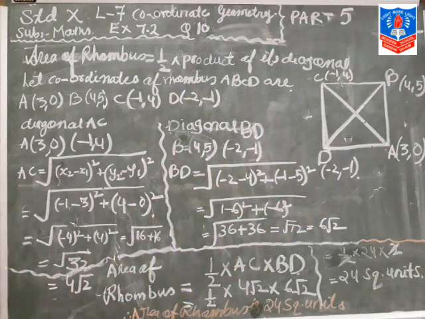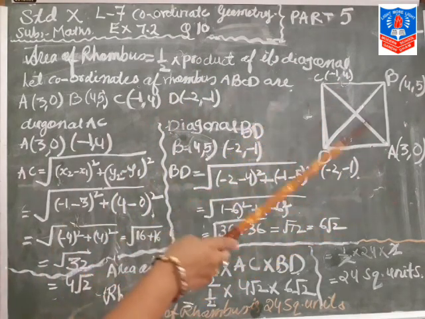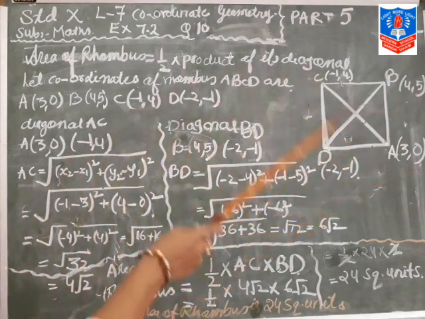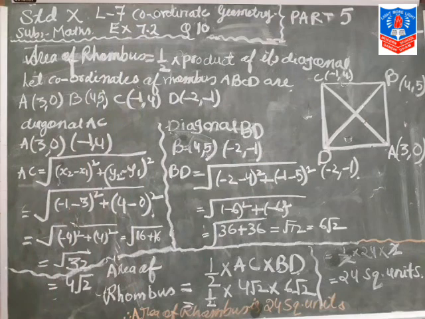But how will we get it? First, diagonal AC. We have to measure. So, we have to find out the distance of AC. Distance formula. Clear? So, first, the diagonal AC, A (3, 0) and C (-1, 4). Okay. So, distance formula: x2 minus x1, so -1 minus 3, y2 minus y1, 4 minus 0. Sorry, children, 4 minus 0.